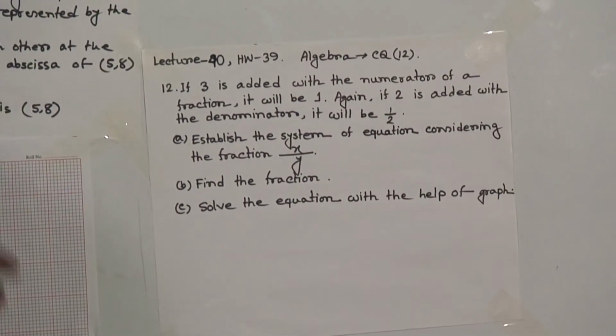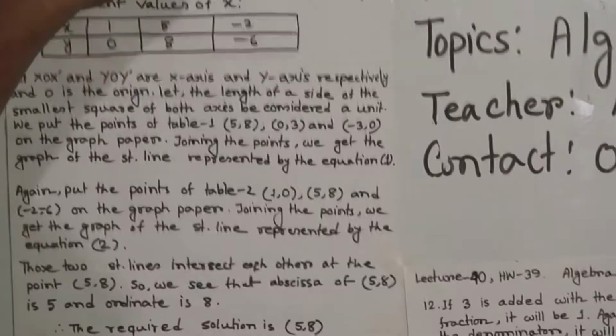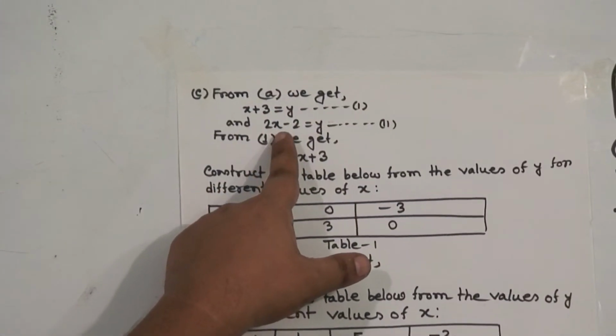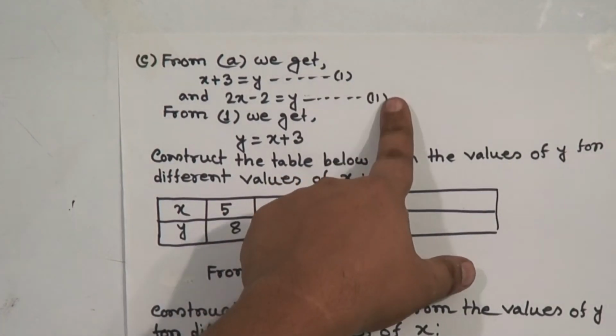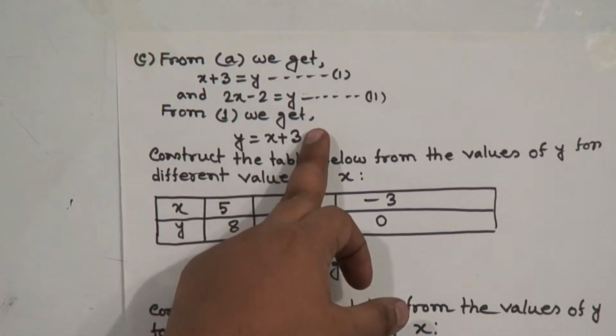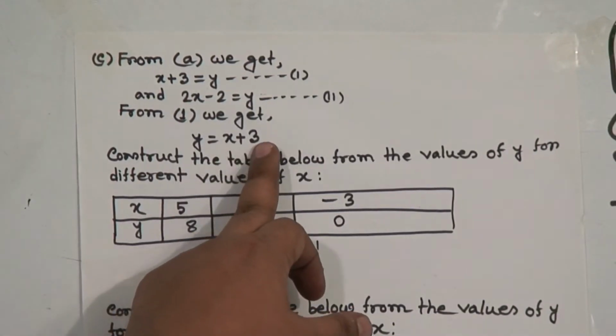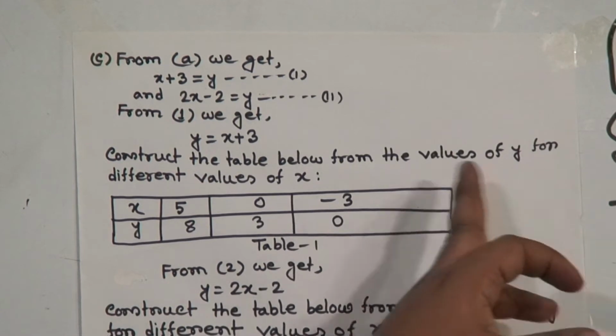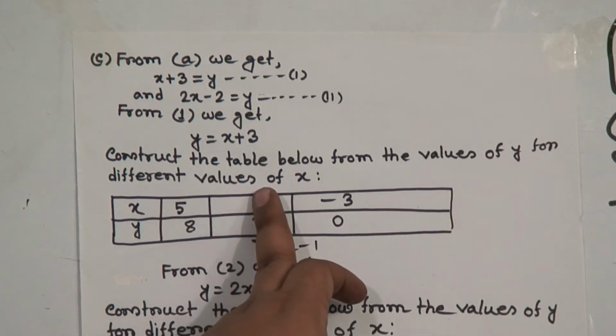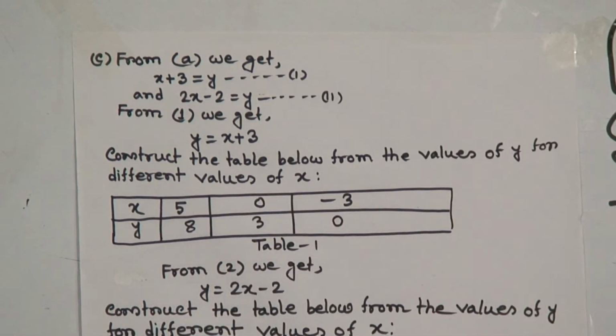Here notice, from A we get x plus 3 equal to y, and twice x minus 2 equal to y. This is equation number 1 and this is equation number 2. From equation 1 we get y equal to x plus 3. Now construct the table below for the values of y for different values of x.